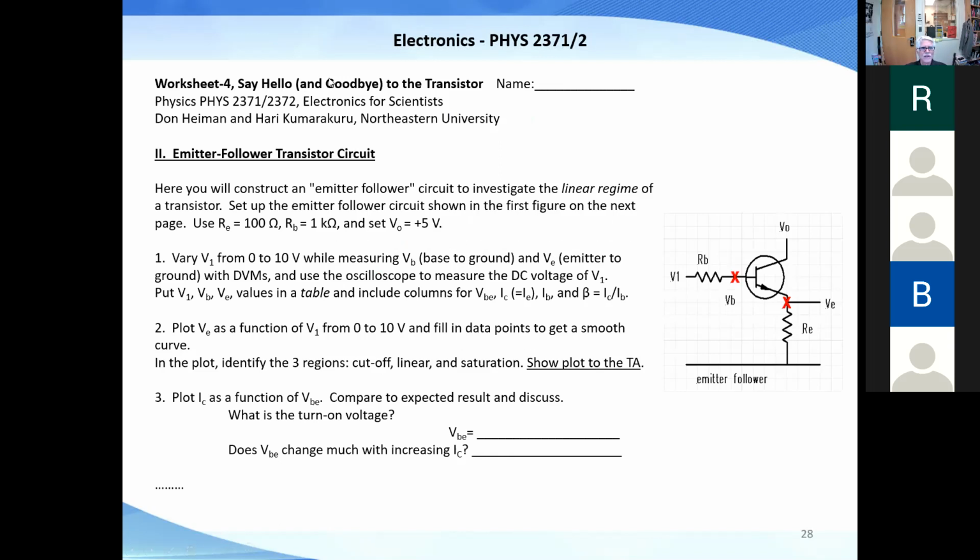Okay, so we call this hello and goodbye to the transistor, right? It's a good thing to learn from, but we're using FETs.